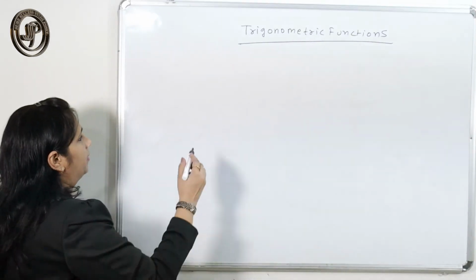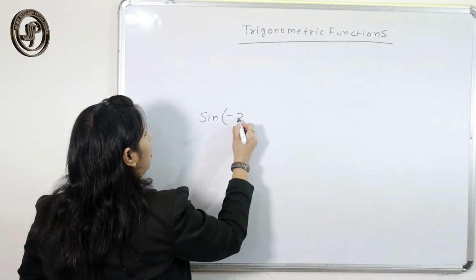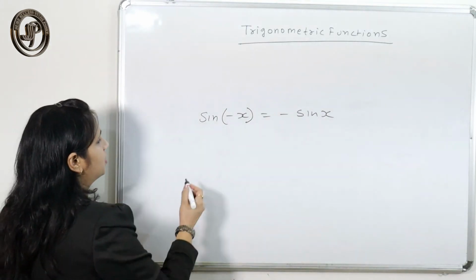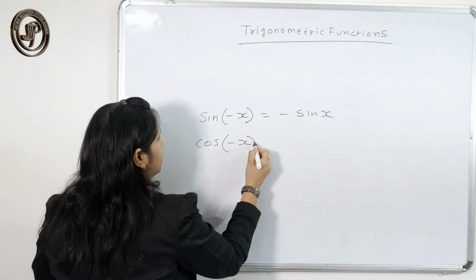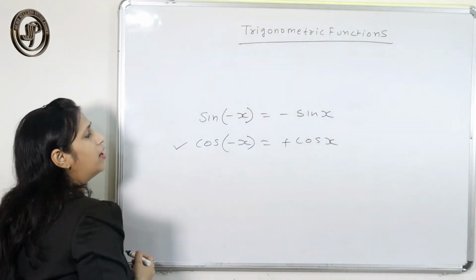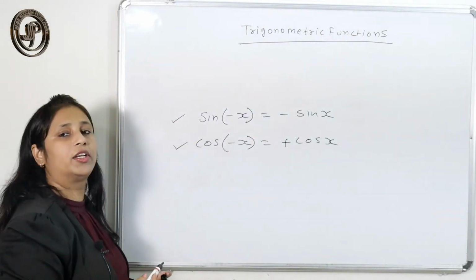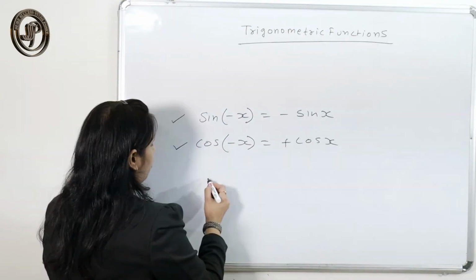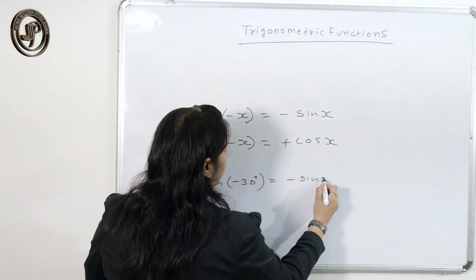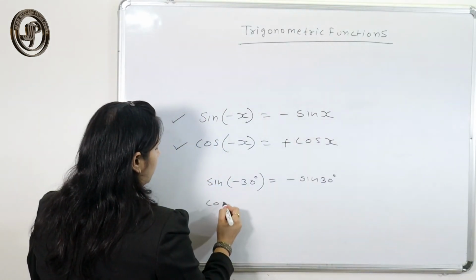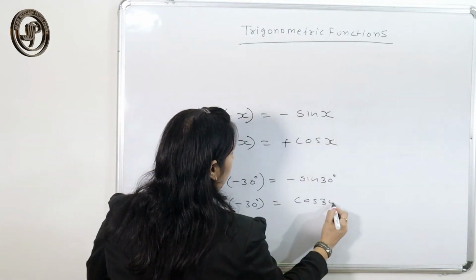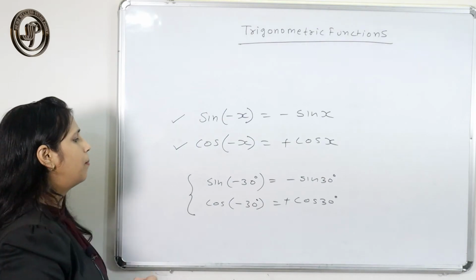One more important thing is that sine is an odd function, meaning sine of minus x is minus sine x, and cos of minus x is plus cos x. Cos is an even function, and sine is an odd function. For example, sine of minus 30 degrees you can write as minus sine 30 degrees. But cos of minus 30 degrees you can write as only cos 30 degrees. So that is the important concept.